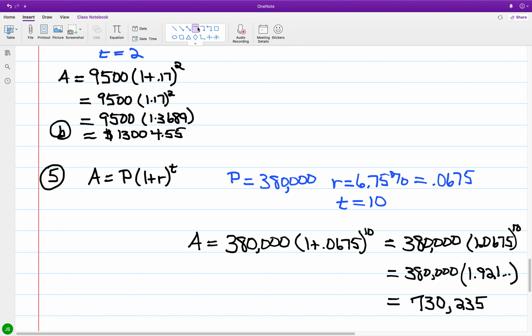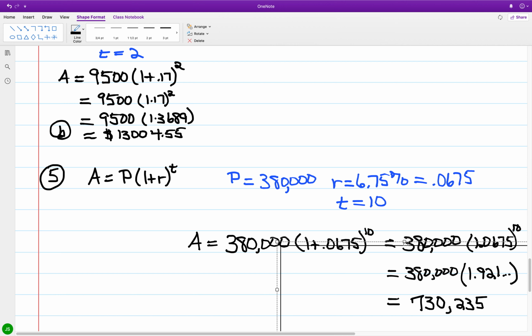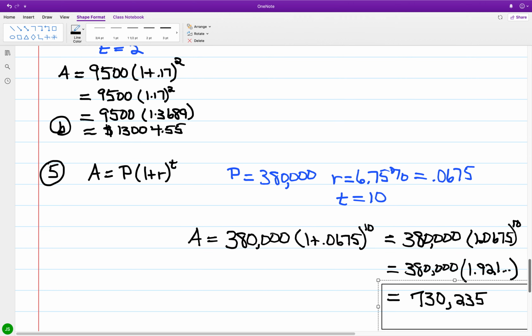Assuming that the rate of growth is going to be 6.75%. All right, so that'll be the outcome that we have in this instance.